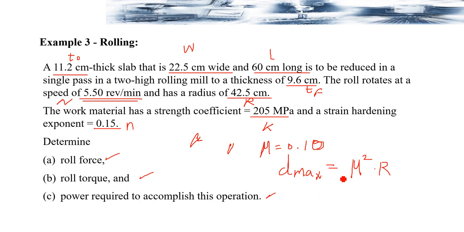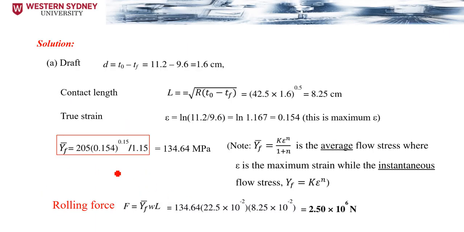I gave you three different values for the coefficient of friction. We made it 0.15, 0.1, and 0.25, and we found that the higher is the better. Now let's check the other things like the roll force. So we start by calculating the draft, which is 1.6 centimeters. For L, we know it's R multiplied by the draft, and then put it under the square root. We're going to get the value of L to be 8.25 centimeters.